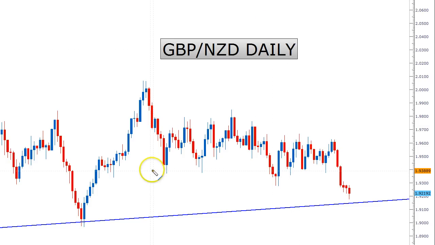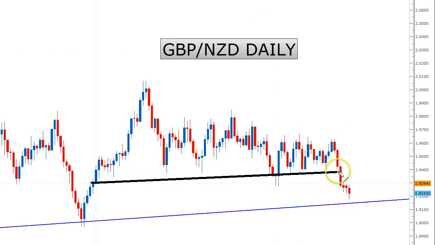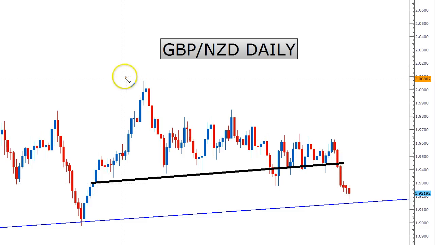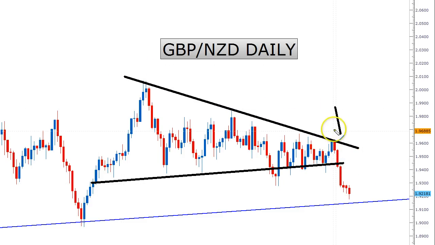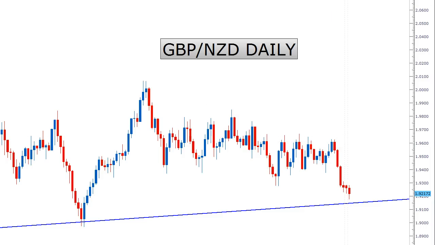Obviously, we've talked about the triangle here on the pound New Zealand that has been intact for a while, and we finally did get that bearish breakout to the downside, and already moved quite a bit really, and now we're heading right for this major level, which is this weekly trend line that I just pointed out. So obviously, assuming this trend line holds intact, we'll be looking for bullish moves off this trend line.